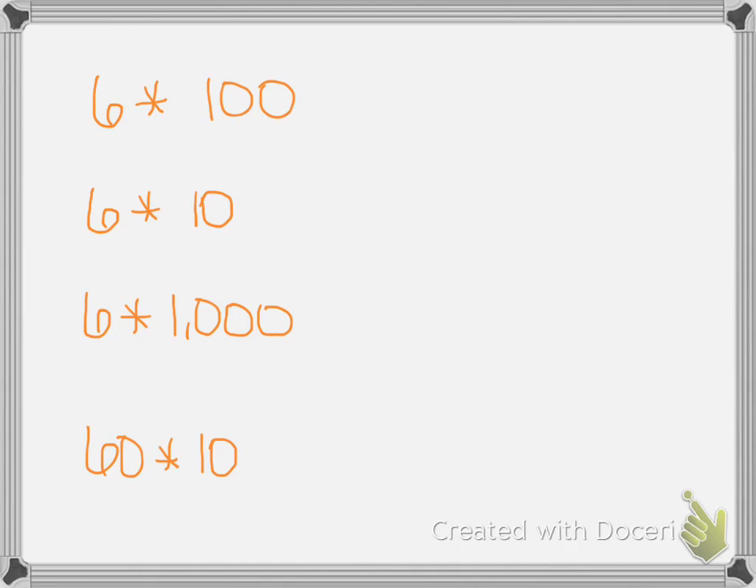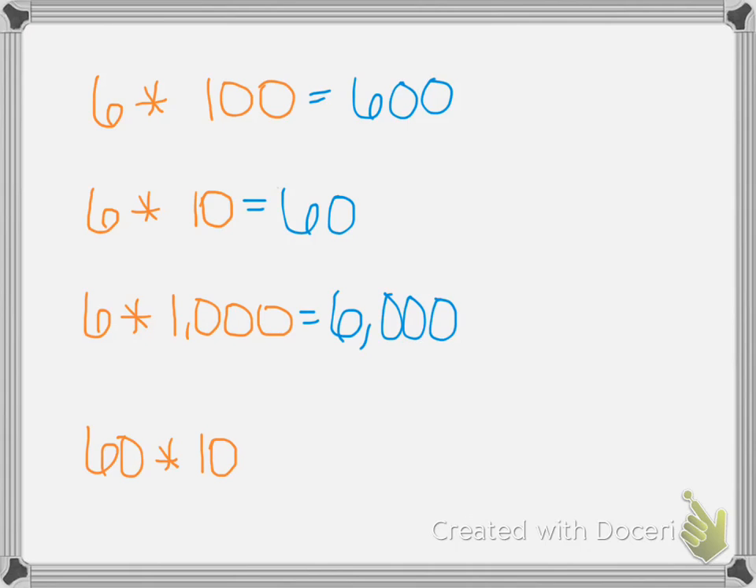Number 2 says solve. 6 times 100, or 6 hundreds, equals 600. 6 times 10, or 6 tens, equals 60. 6 times 1,000, or 6 thousands, equals 6,000. In 60 times 10, 6 times 10 is 6, and then we have to add those two zeros, so it is 600.